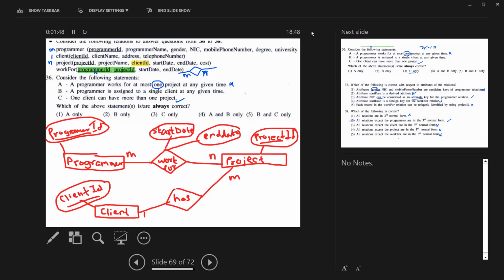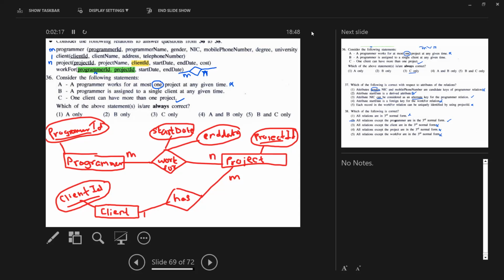That composite key means actually program ID is a foreign key. It is coming from the programmer table. That is a primary key of the programmer table. Project ID is the primary key of the project table. Those two keys together make the foreign key. Okay, then that green color one. Then start date, end date is there. So by looking at this one, we have to assume one to many or many to one or many to many.